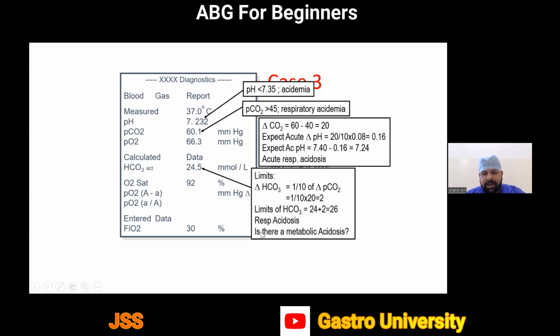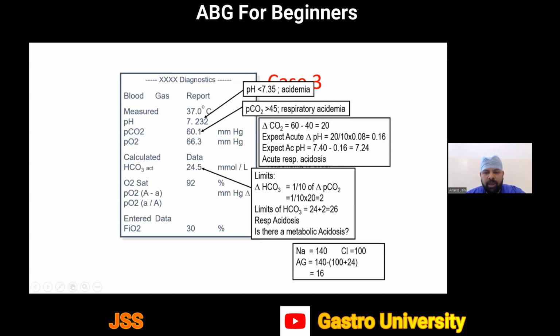Is there any metabolic acidosis? No, there is no metabolic compensation present. So the metabolic acidosis has to be present. We will check for the anion gap in that condition.